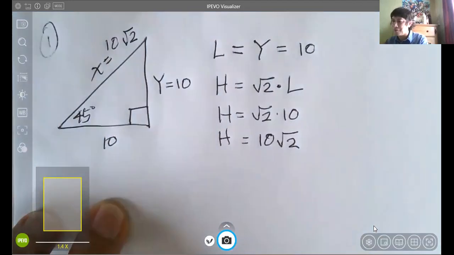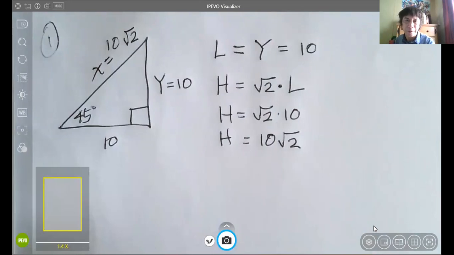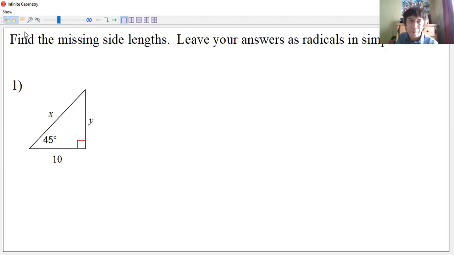All right, let's verify our answers. So just remember, our y is 10, our hypotenuse is 10 square root of 2, and you may be able to see that in the other screen. So let's check that out over here. There. So we have 10 square root of 2 for the hypotenuse, okay, here. And of course, the other leg is equal to the other leg. They are supposed to be equal. So that will be for the first number. Let's proceed to the second.